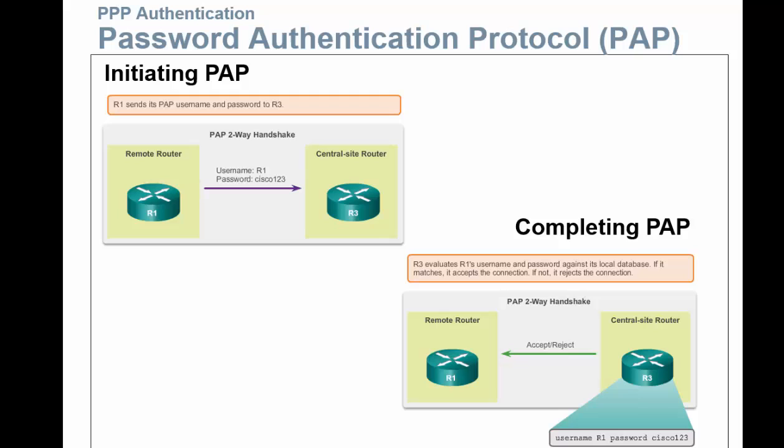Here we're going to go through what it takes to initiate PAP. What happens is that R1 sends its PAP username and password, in this instance to router 3. Router 3 is going to evaluate router 1's username and password against its local database. If it matches, it accepts the connection. If it doesn't, it's going to reject the connection. Keep in mind that this username and password are in plain text, so it's not exactly the most secure authentication method.